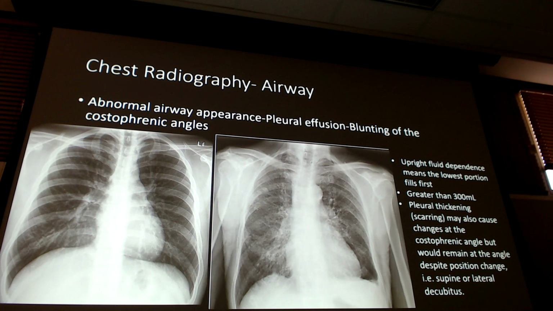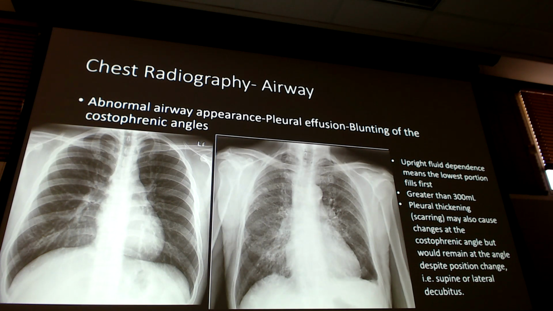Yeah? Is that centralization? Yes, it is. What could be one of the causes of pleural effusions? CHF, right? So again, and I'm glad you asked, because yes, it is cephalization. Yes, this is a patient that has congestive heart failure. Yes, that's a pleural effusion.